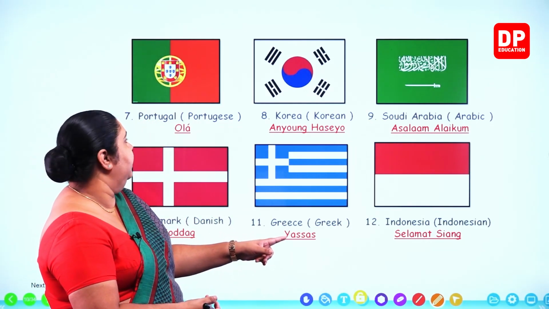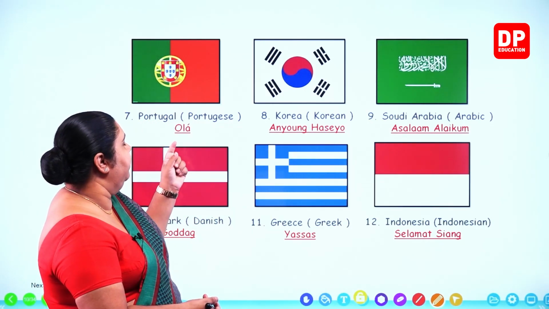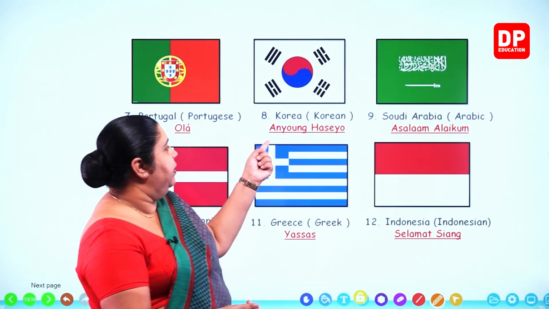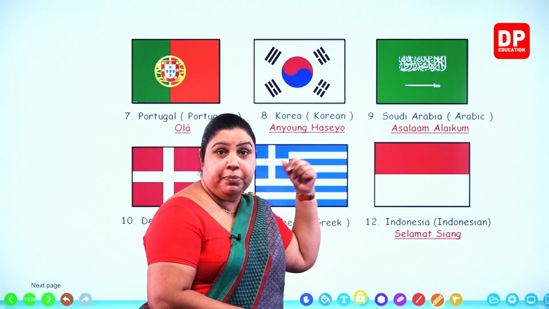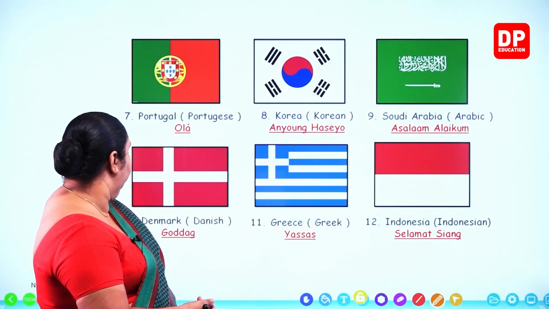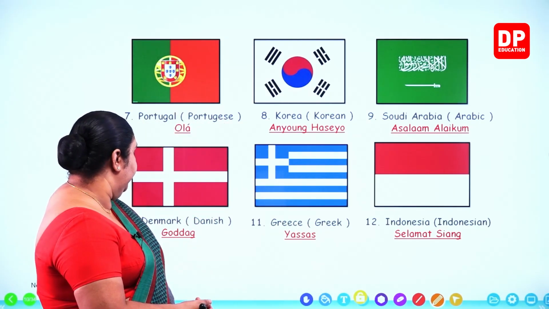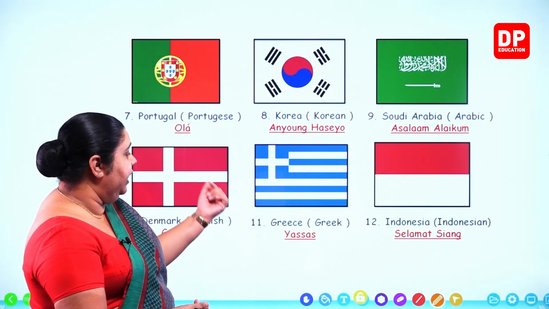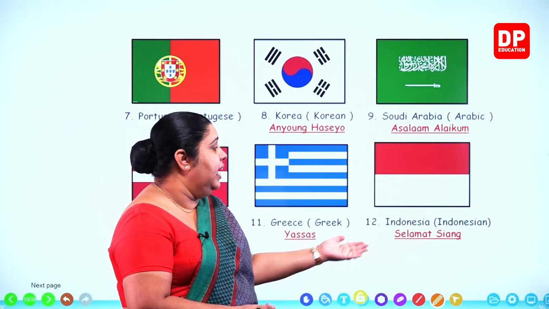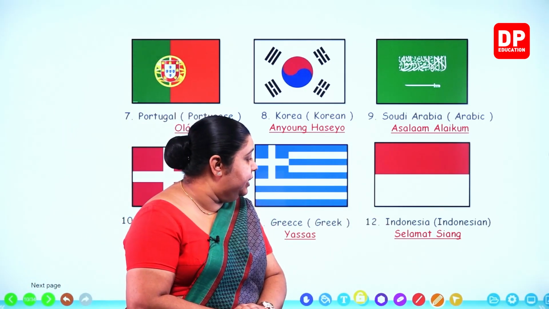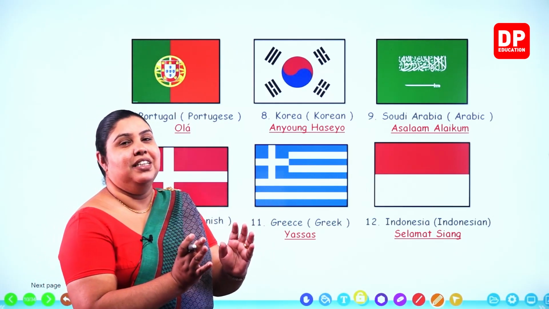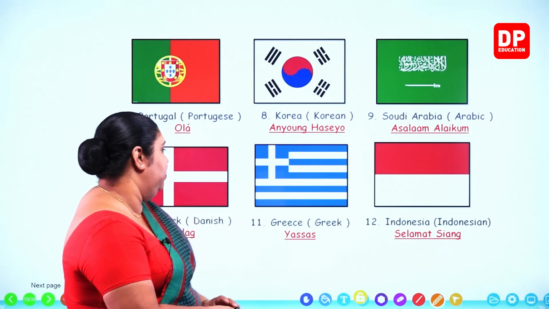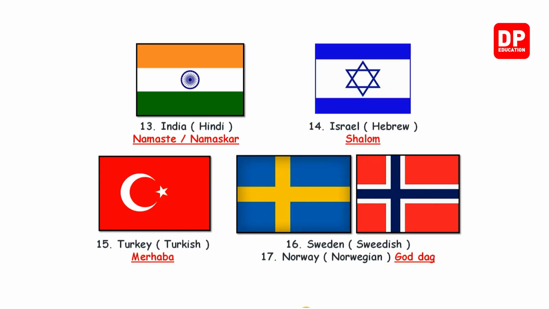So these are the words. In Portuguese they will say hola. Korean people will say annyeonghaseyo. Then Arabic people will say assalamu alaikum. The Danish people will say god dag. And Greek people will say yasas, and Indonesian people will say selamat siang. So different words. You have to practice them. It's going to be interesting.